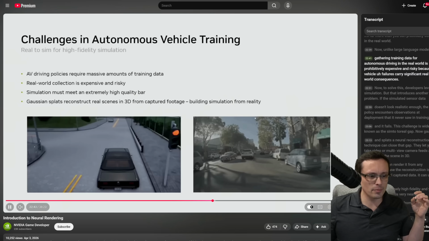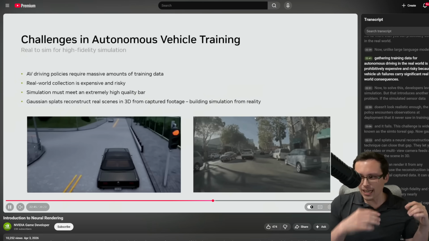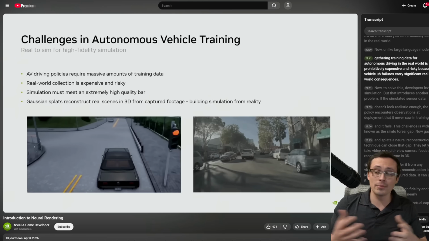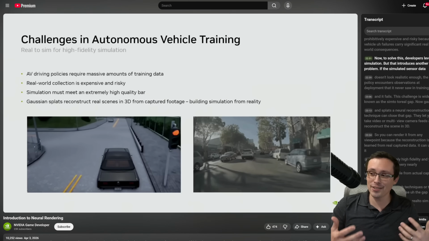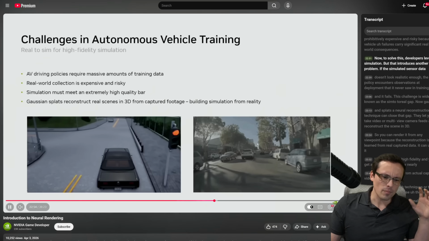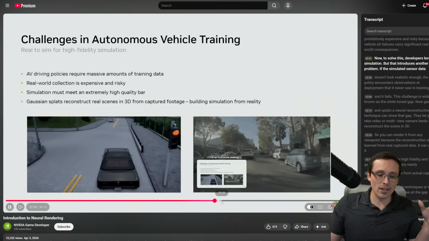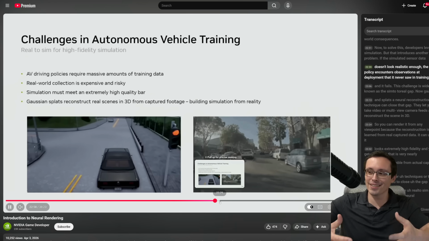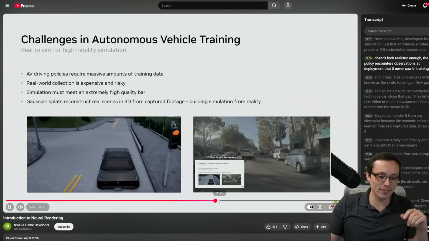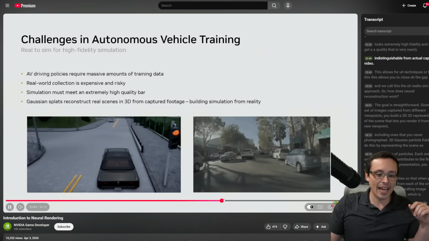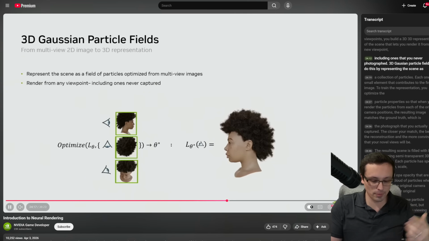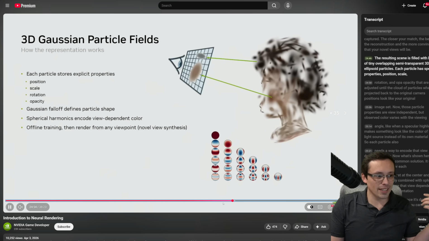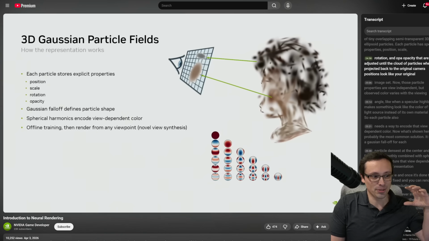They were talking about it more in terms of if you want to do training for autonomous vehicles and you have video footage, but you can't interact with that in 3D. So instead, they talk about, well, what if you took that two-dimensional camera data from a few different viewpoints and then used some techniques to generate a three-dimensional output. And they talk about using Gaussian particle fields in order to do that.